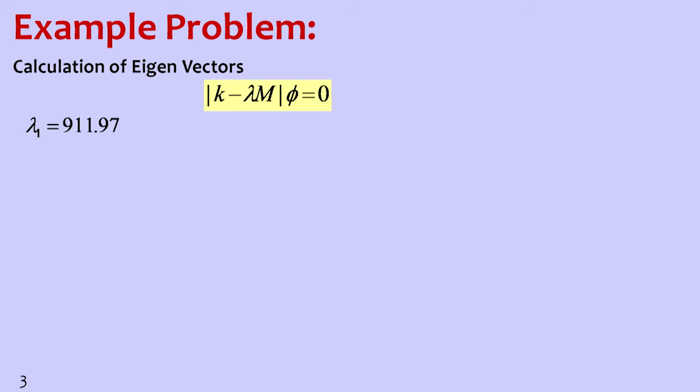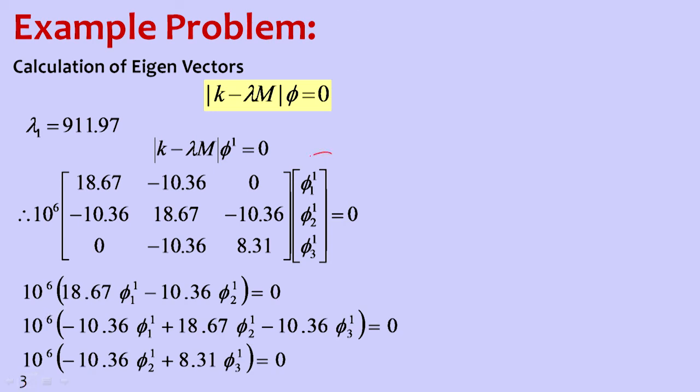Since we have to calculate the eigenvector, it is nothing but the mod of K minus lambda M into phi equal to 0 that will give us the eigenvector. If I put lambda 1 as 911.97 in this equation, I will get this phi matrix. Now here phi 1 1, the first suffix indicates the mode number and the second suffix indicates the floor level. So phi 1 1, phi 1 2 and phi 1 3.